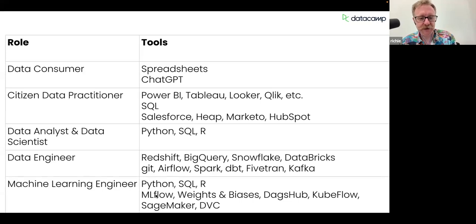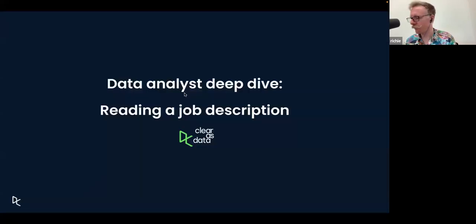Now, machine learning engineers, again, you're going to be using the same sort of Python, SQL, R setup as your data analysts and data scientists. Beyond that, you need tools for working with models in production. So you have tools for managing models and experiments, things like MLflow, Weights and Biases. And then beyond these, DagsHub, Kubeflow, SageMaker are all end-to-end machine learning in production platforms. DVC is data version control. So again, this is a completely non-exhaustive list. There are dozens and dozens of these tools. I've just listed some of the most popular. All right.